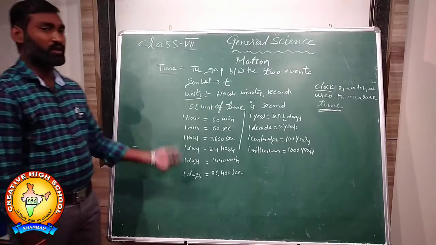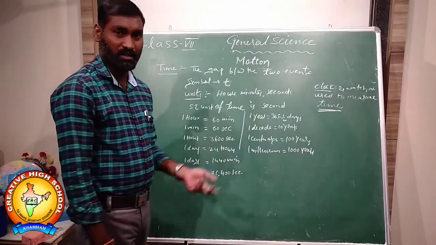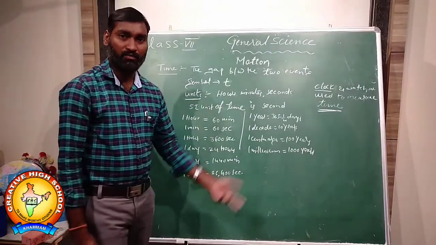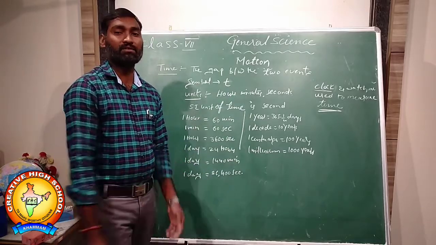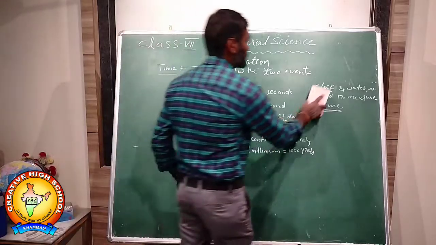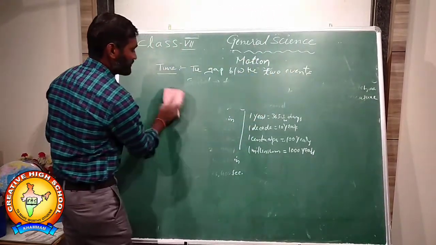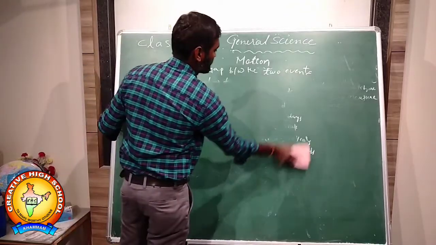So in olden days we had different measurements. Sundial, water clock, and sand clock were used to measure time. But today we have clocks and watches. So students, everyone, learn and write about this information.